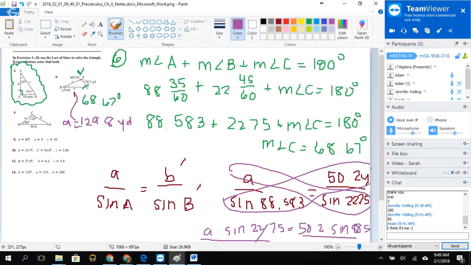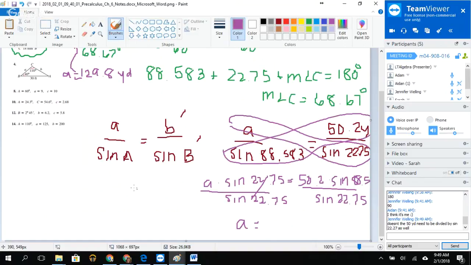And then C, you're going to do the C the exact same way. My advice with finding side C. Yep, I did, down here in my really messy handwriting. So we have the 50 yards times the 88.5 divided by 22.75.